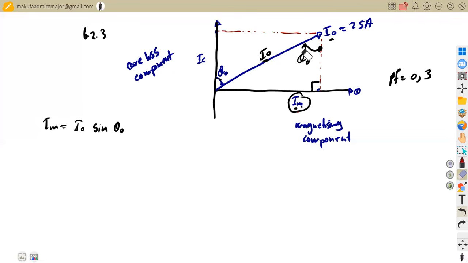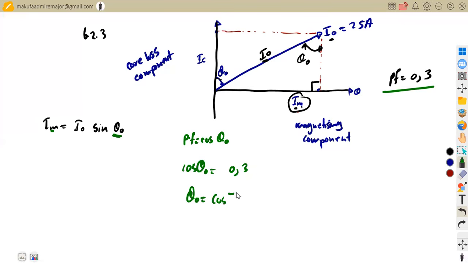So as you can see, if you understand this and you know your formula, you can simply determine your magnetizing component, because what you need is just the angle theta, the angle that is affecting. Where do you find the angle? From the power factor, because we understand the power factor means the cosine of theta. So we are given the cosine of theta naught, which is 0,3. What is going to be theta naught in this case?